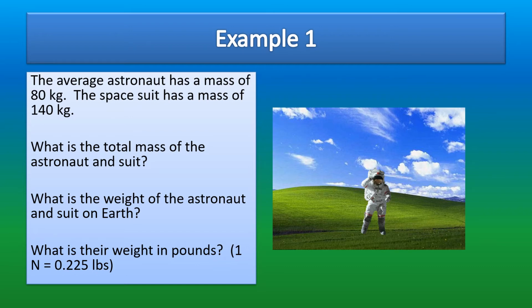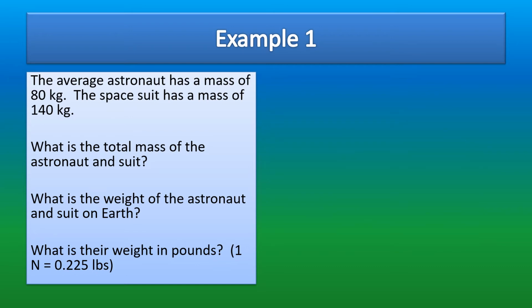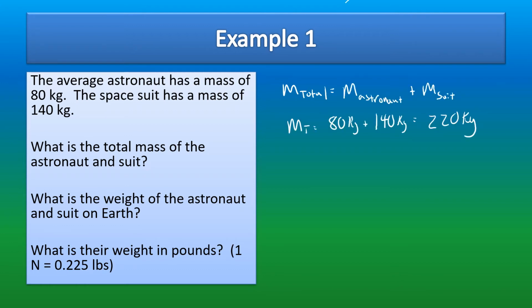Okay, so let's do the problem. The total mass is just the mass of the person plus the spacesuit. So what is their weight on Earth? Like how heavy is that spacesuit and them together?